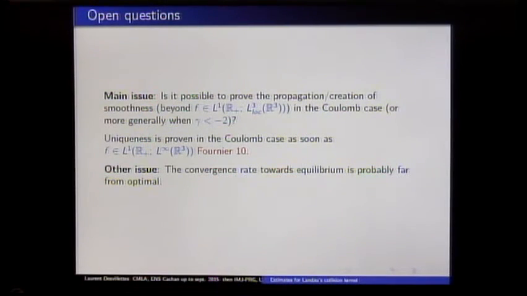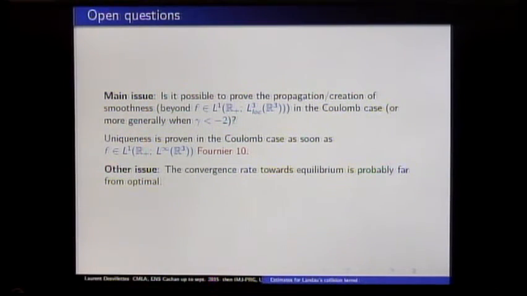Let me finish by concluding and explaining what is still open in this direction. From my point of view, the main issue now is to try to get still better estimates than f in L1 in time with values in L3 in v for this Landau equation in the Coulomb case. Remember that you can interpolate with L infinity with values in L log L, so you have a large number of estimates. But still, this is not sufficient to prove uniqueness up to now.